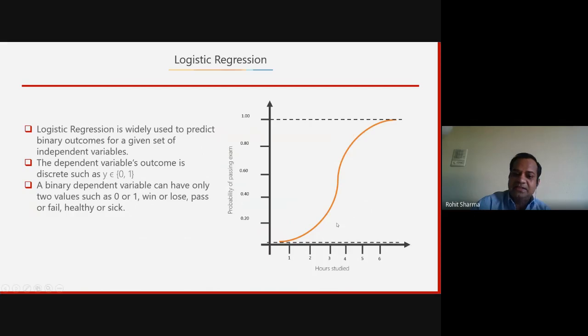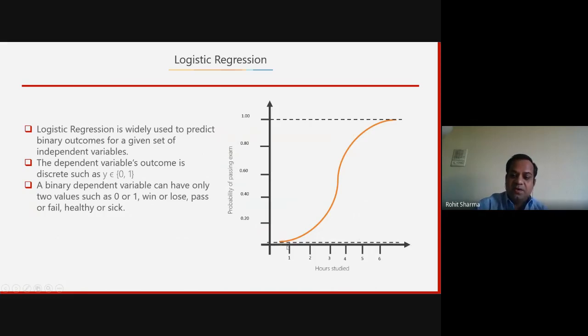And the S-shaped curve is essentially your probability of, let's say, passing the exam given the number of hours studied. So let's say you want to create a model based on your study habits, and if you do not study, what is the probability of passing the exam, versus you study over 6 hours on the same day, what is the probability of passing the exam?